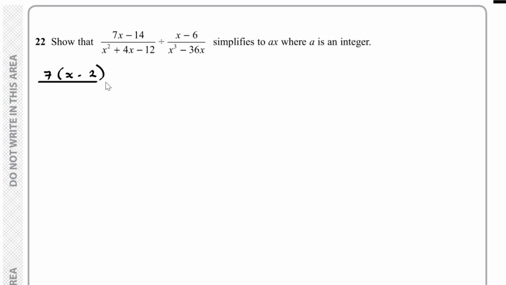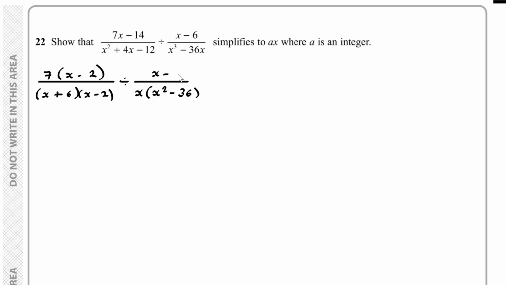And we divide this by x squared plus 4x minus 12, which I can factorize as x plus 6 lots of x minus 2. And this is going to be divided by x cubed minus 36x, where I can factorize out an x. So I've got x lots of x squared minus 36. So here I'm going to be dividing.